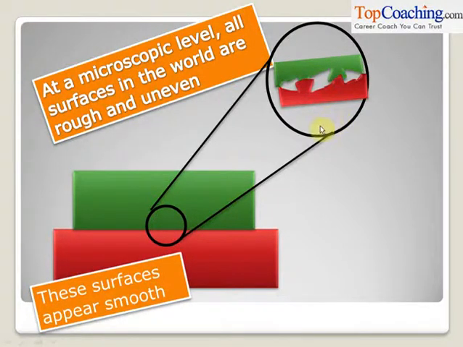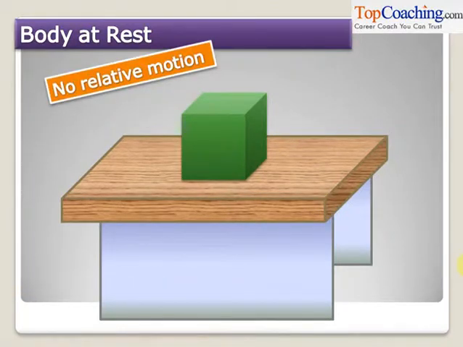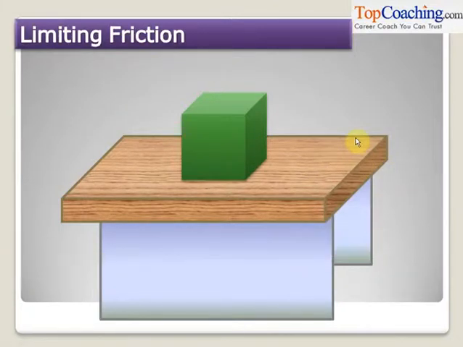Let's now find out what values of friction act on different bodies. Take a look at this body. This green block here is at rest on a table. There is no relative motion between the green block and the table, and therefore no frictional force acts on this green block. Understood? If there is absolutely no relative motion between two bodies, then no frictional force will act on either body. If, however, a body moves with respect to another body, a friction force acts such that it tends to stop the relative motion between the bodies.